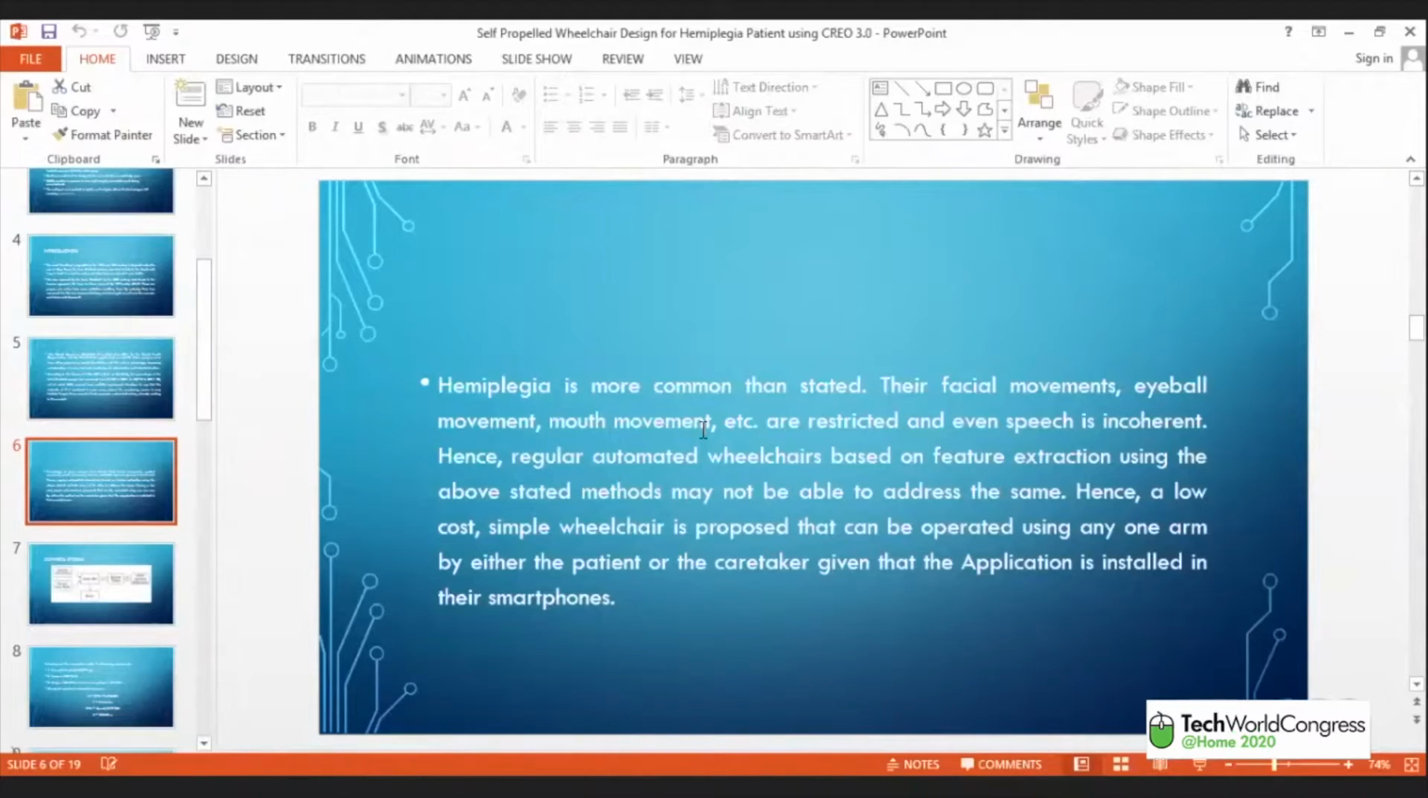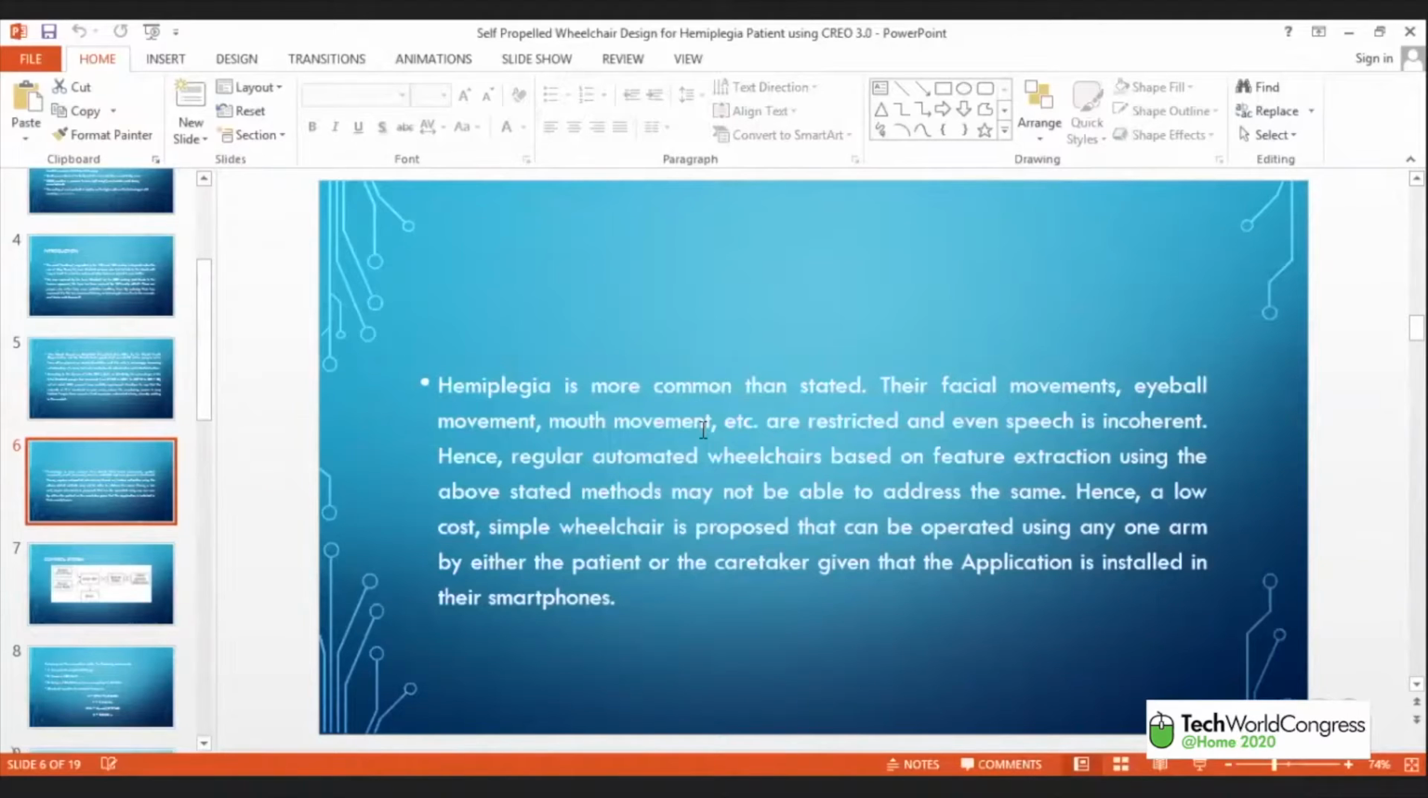So hemiplegia is more common than stated. What happens is that facial movements, we know, if you have learned a little bit about machine learning or artificial intelligence algorithms, they go by facial movements, right? So you can lift your eyebrow, move your eyeballs, and those movements can be detected, and accordingly the wheelchair can move ahead, back, right or left, whatever way you want to control it. But remember, these facial movements, eyeball movements, mouth movement, even speech, right? All these are restricted. In fact, the speech is quite incoherent in most of such patients.